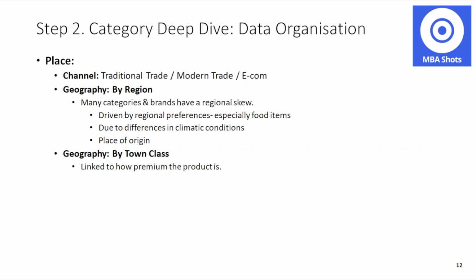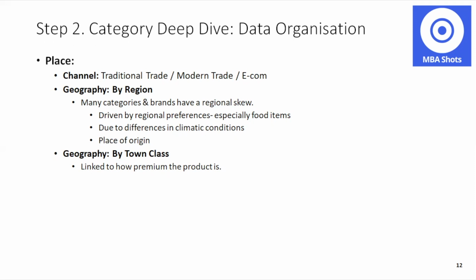You also have differences by region basis climatic conditions. So obviously, the north is a more polluted, colder region than any of the others. And therefore, you see a lot more consumption of moisturizers, anti-pollution face washes, etc. in the north than you see in any of the other regions. And then you see a lot of skew, especially when it comes to brands, basis the place of origin.